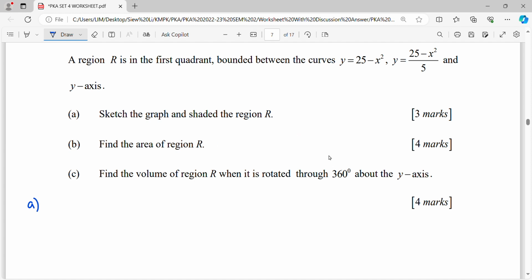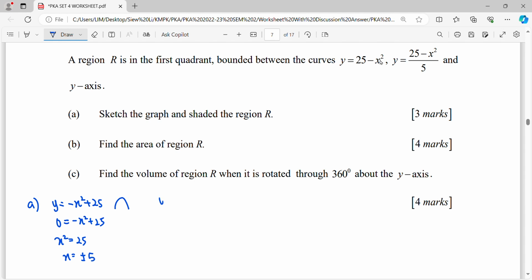So for y equals negative x squared plus 25, this is a quadratic. The negative means it will be concave downwards. What we need to find out is the roots, so let y be 0. So x can be positive or negative square root of 25. So the roots will be positive 5 and negative 5.